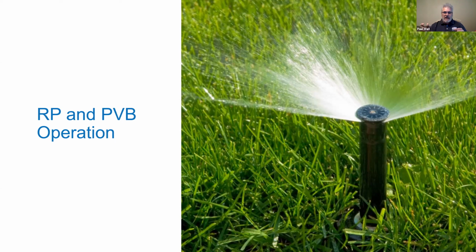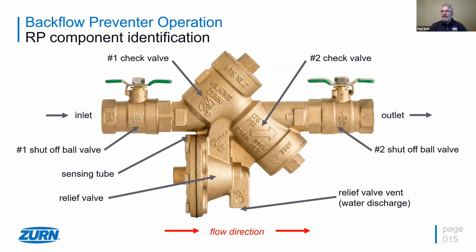We're not going to address the double check's operation because it really is very simple. It's 2 checks in line, and that's about it. And each one has a drop. But the RP and PVB are the critical backflow preventers for understanding operation, because they have some installation requirements that are very different. So here's another side view of our 975XL.